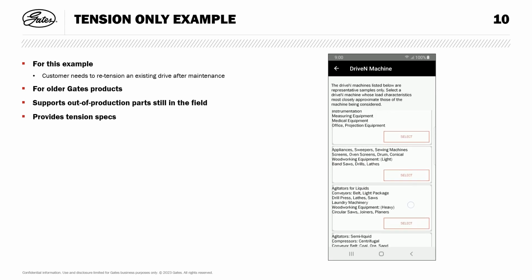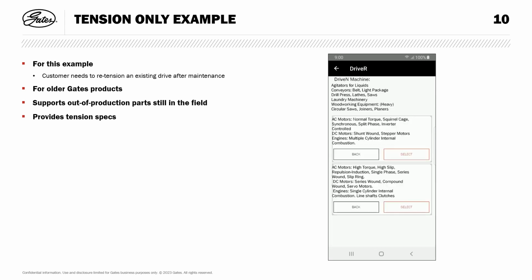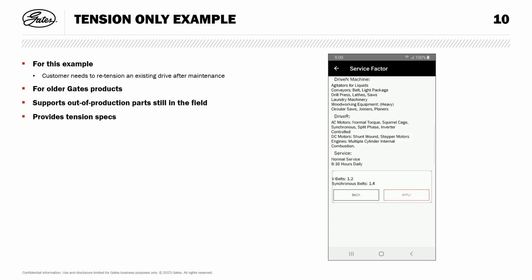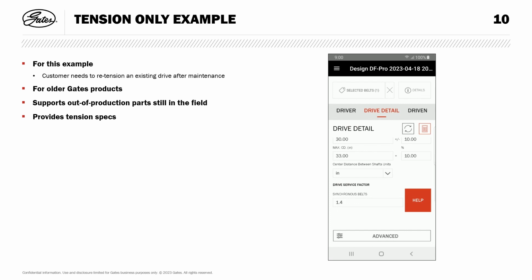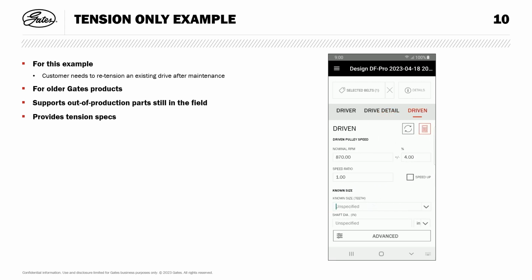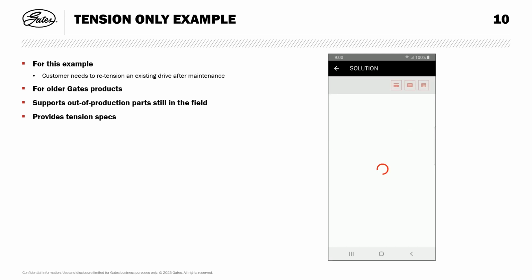In this case, we are looking at a conveyor piece of equipment on the driven side. Again, normal AC motor, 8 to 16 hours a day is about right. I'll tap apply, and once again, my synchronous belt service factor has been updated. I'm going to jump over to the driven side, as they told me they have a 90-tooth driven pulley. I'll type that in, and you'll see everything else has automatically populated, including speed and, on the other tab, center distance details.